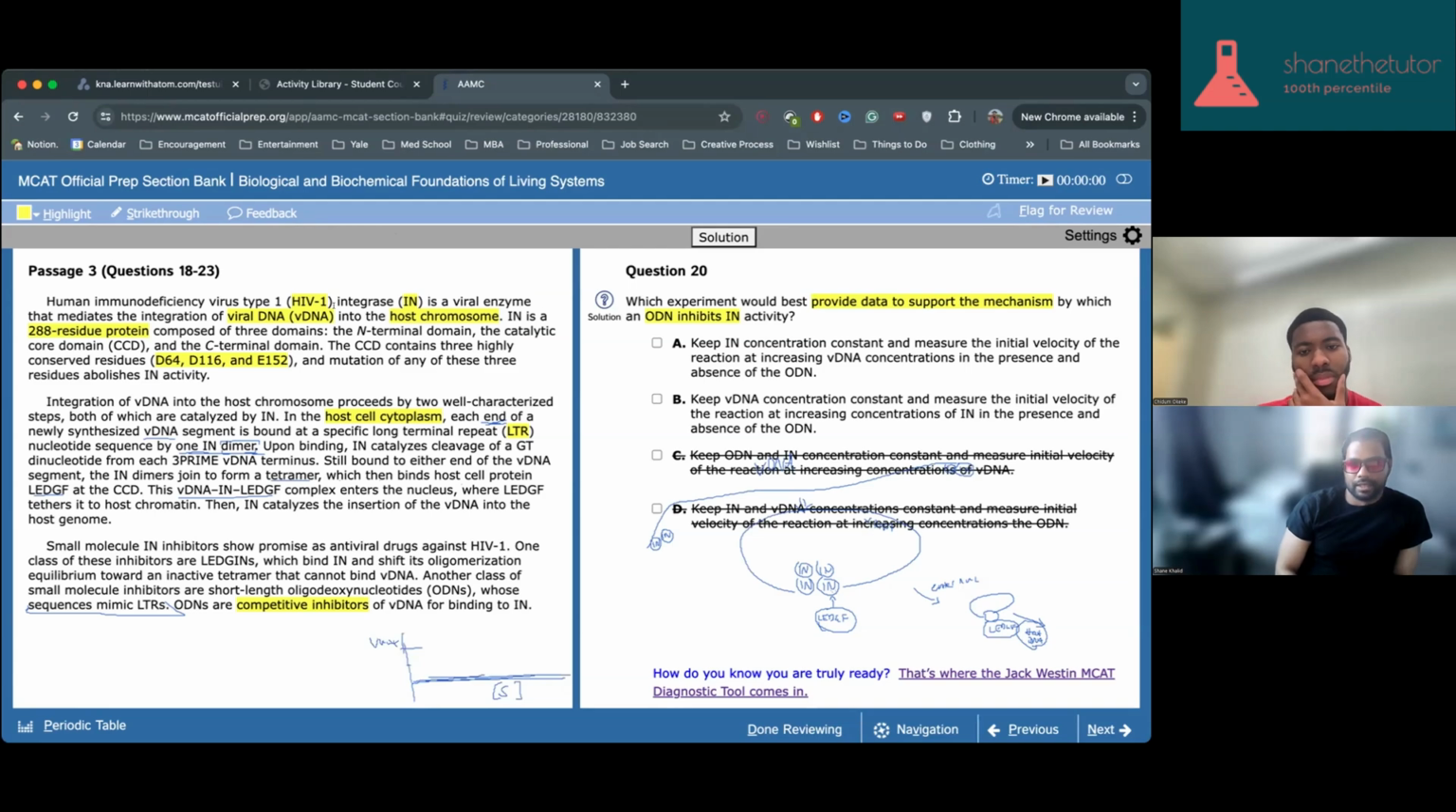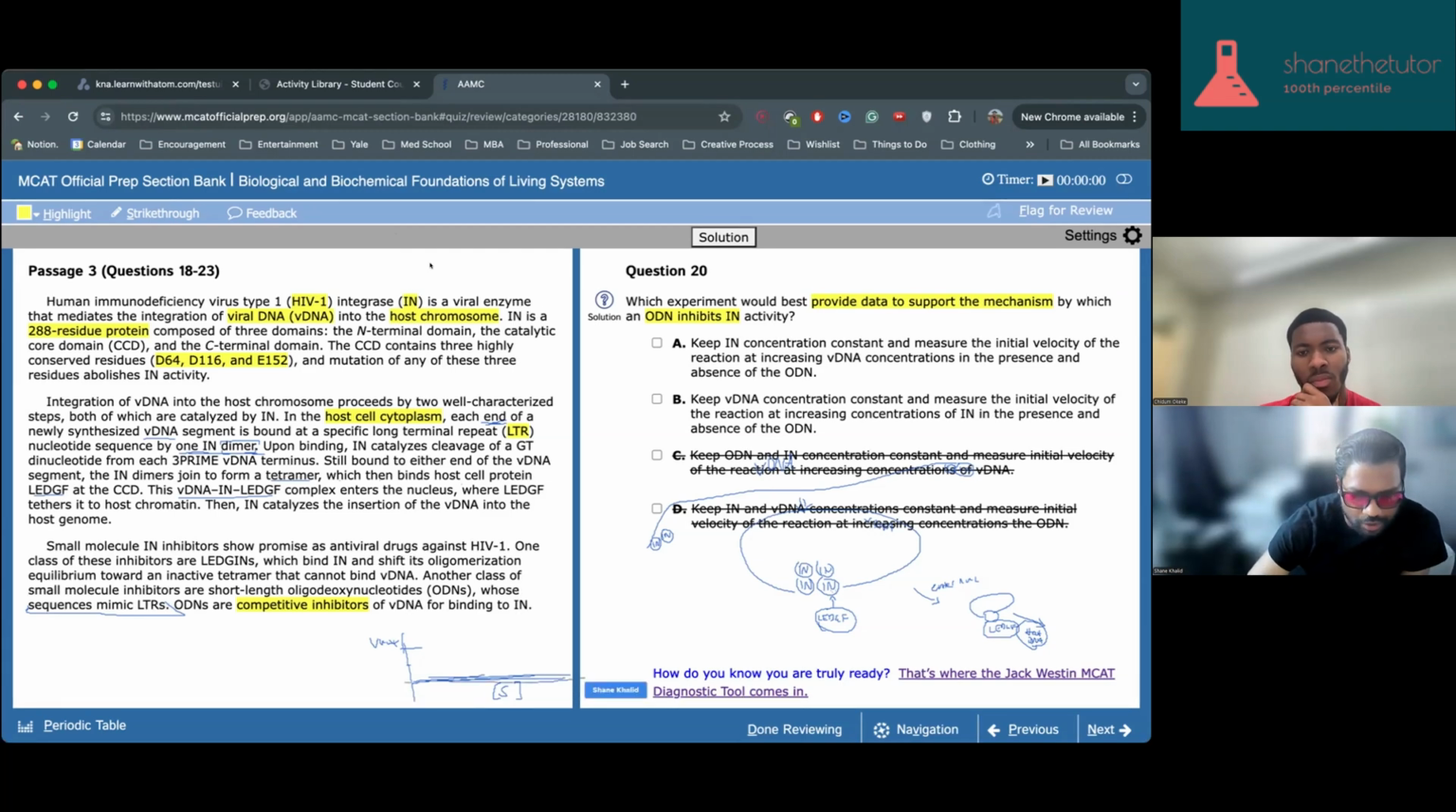So you determine that ODN is the inhibitor, so we want to measure things with it and then without it. So C and D don't work. And then it's a matter of what we keep constant and what we have increasing concentrations of.